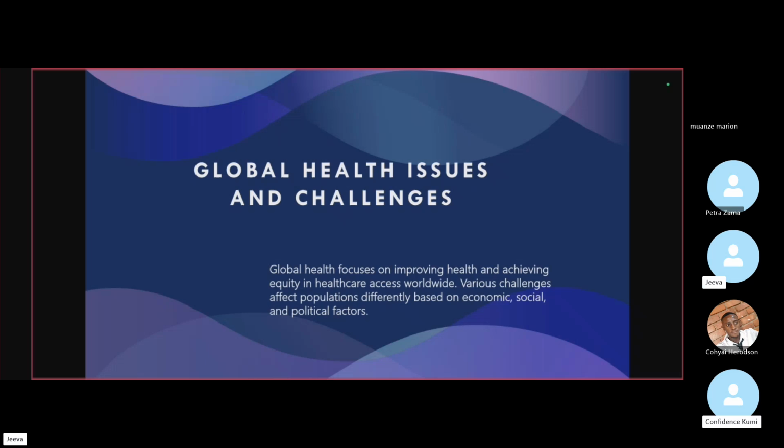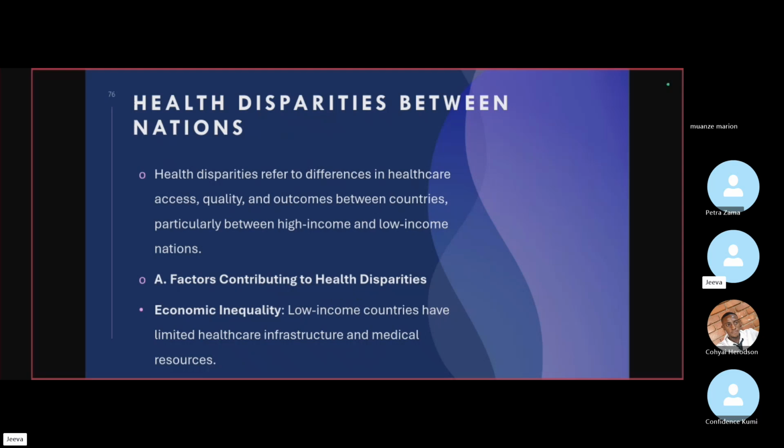Clear. Yeah, now we'll see what are the different global health issues and the challenges they have to face. Global health focuses on improving health and achieving equity in healthcare access worldwide, and on various challenges which can affect populations differently based on economic, social, and political factors. So we'll see one by one.